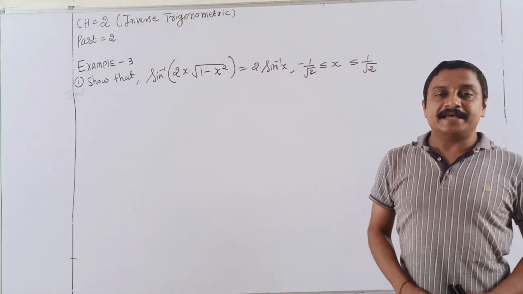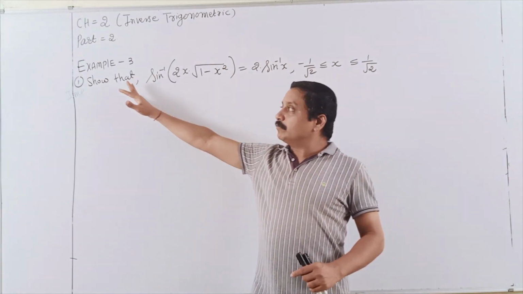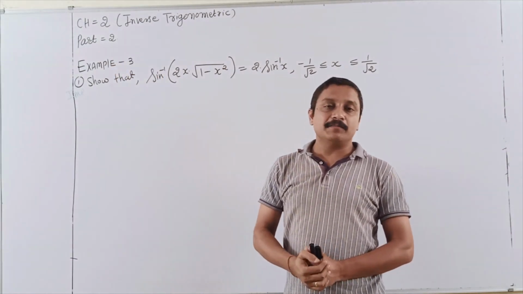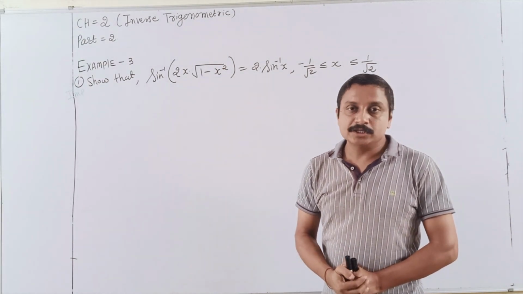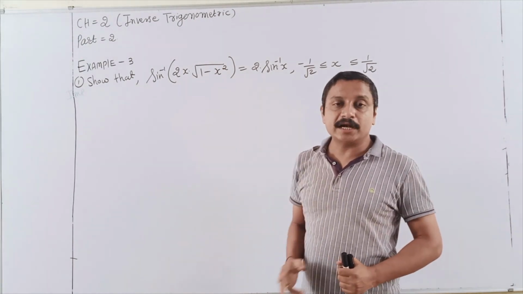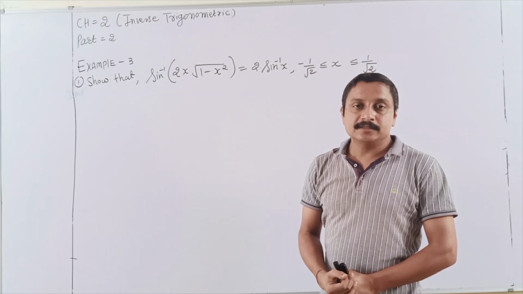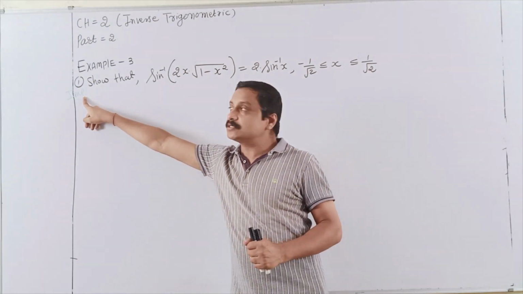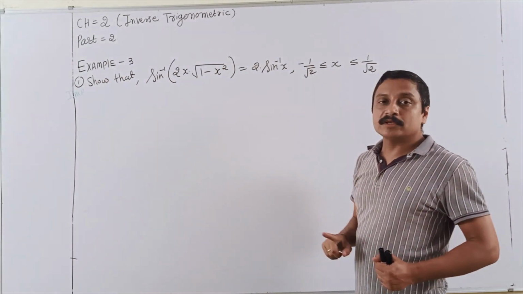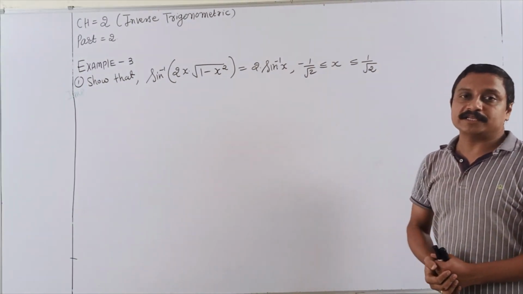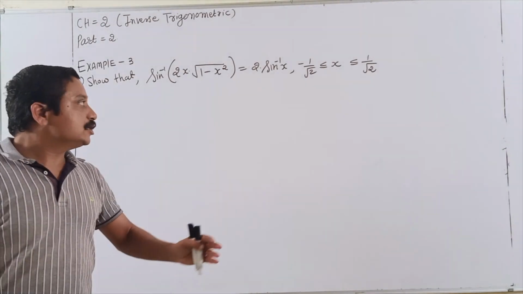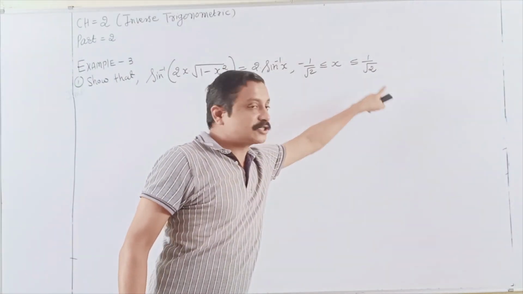Yes. Now students, I start example 3. In part 1, I already explained example 1 and example 2. Here in example 3, there are 2 numericals. Each carries 3 marks. IIT students, this question: show that sine inverse of 2x root(1 minus x square) is equal to 2 times sine inverse x, in the range of minus 1 by root 2 to plus 1 by root 2.